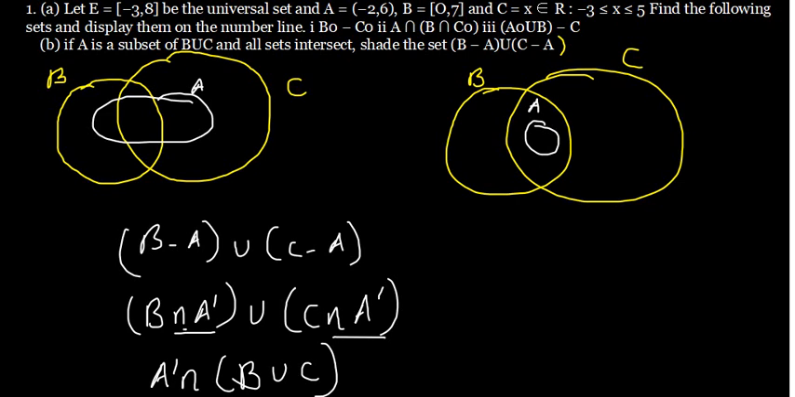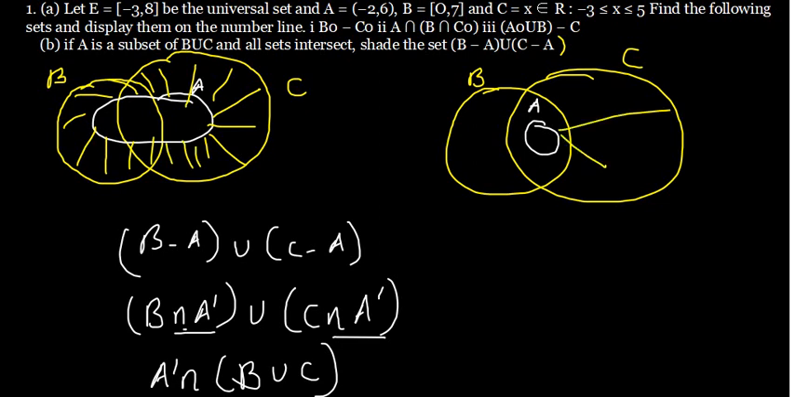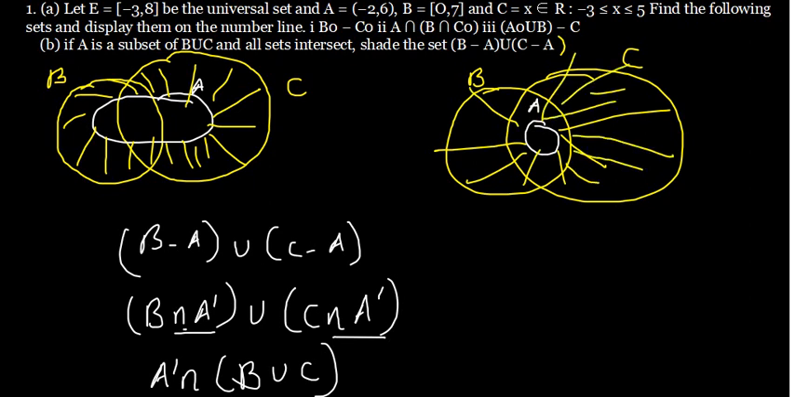So I want what is outside A but is in the union of B and C. It is outside A but is in the union of B and C. So this is the set. If it is in this one, then it's going to be this one. So that is it for this question.